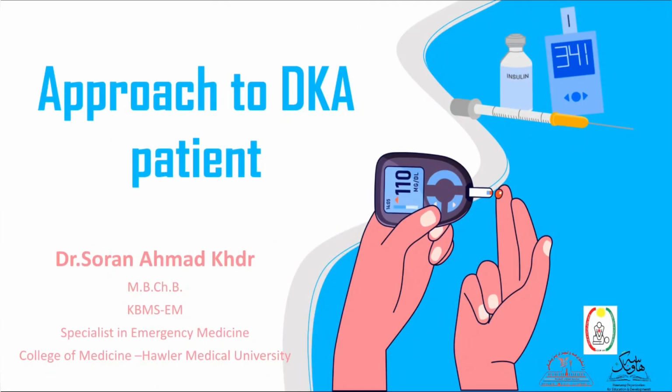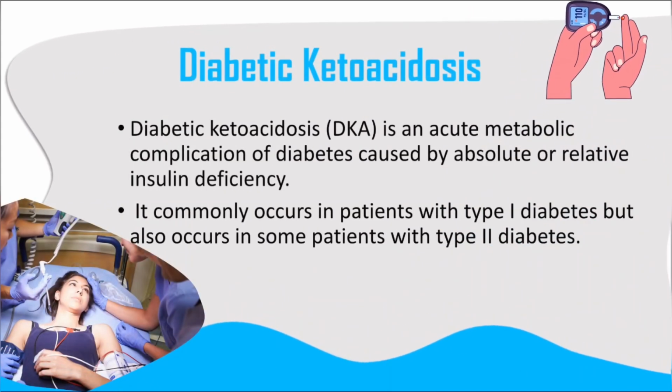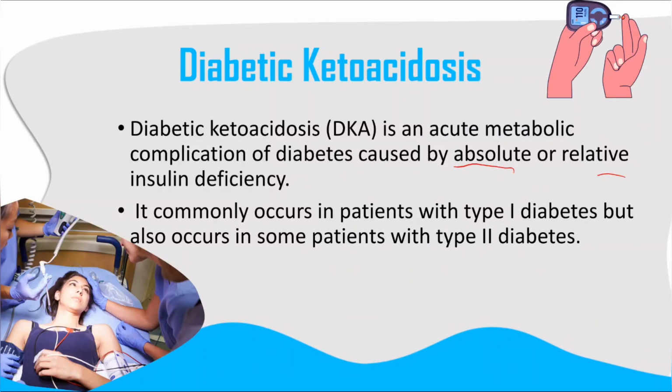Welcome everyone. Let's talk about diabetic ketoacidosis. DKA is an acute metabolic complication in patients with diabetes due to absolute or relative insulin deficiency. Usually it happens in type 1 diabetes, but could also happen in type 2 diabetic patients.